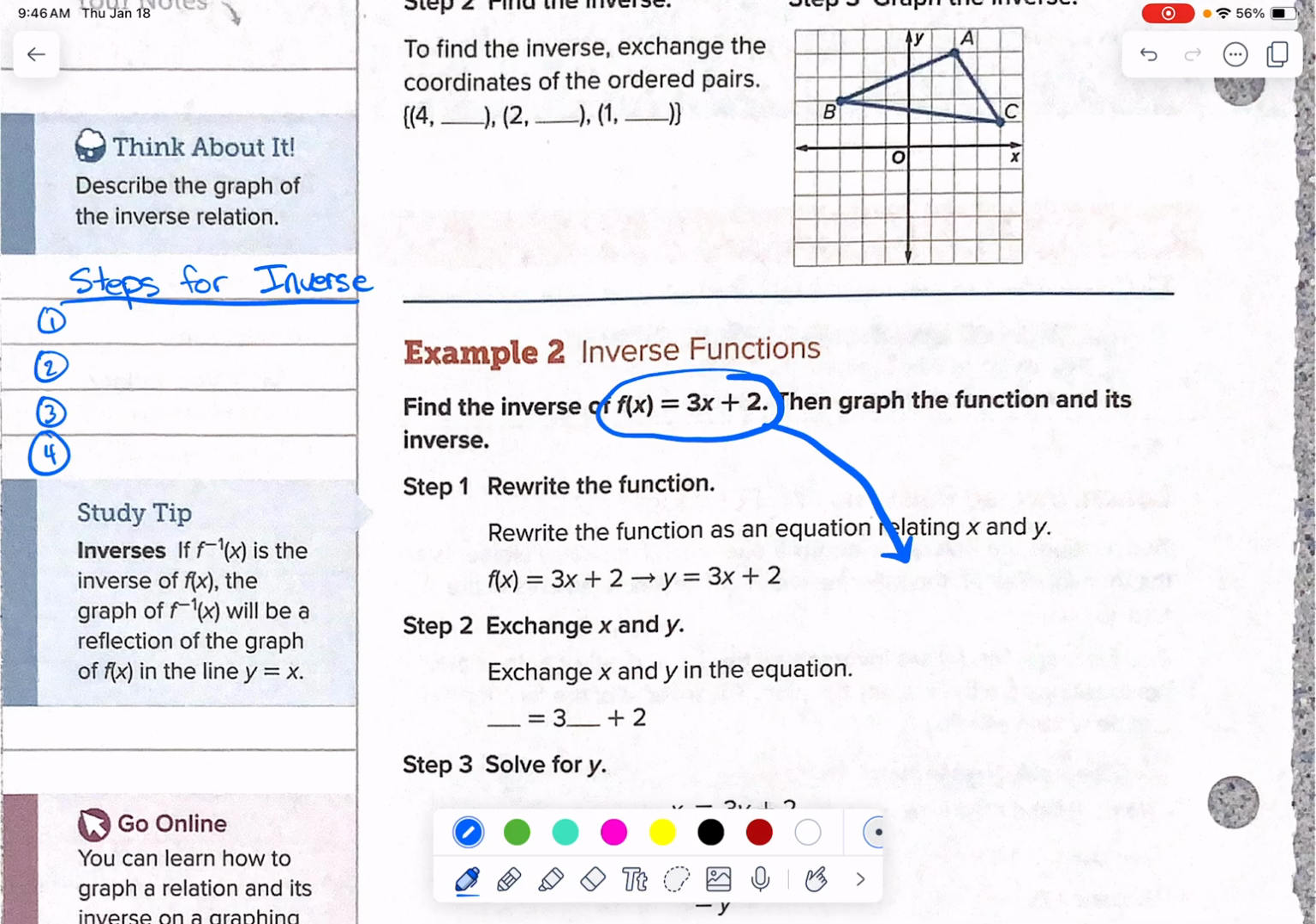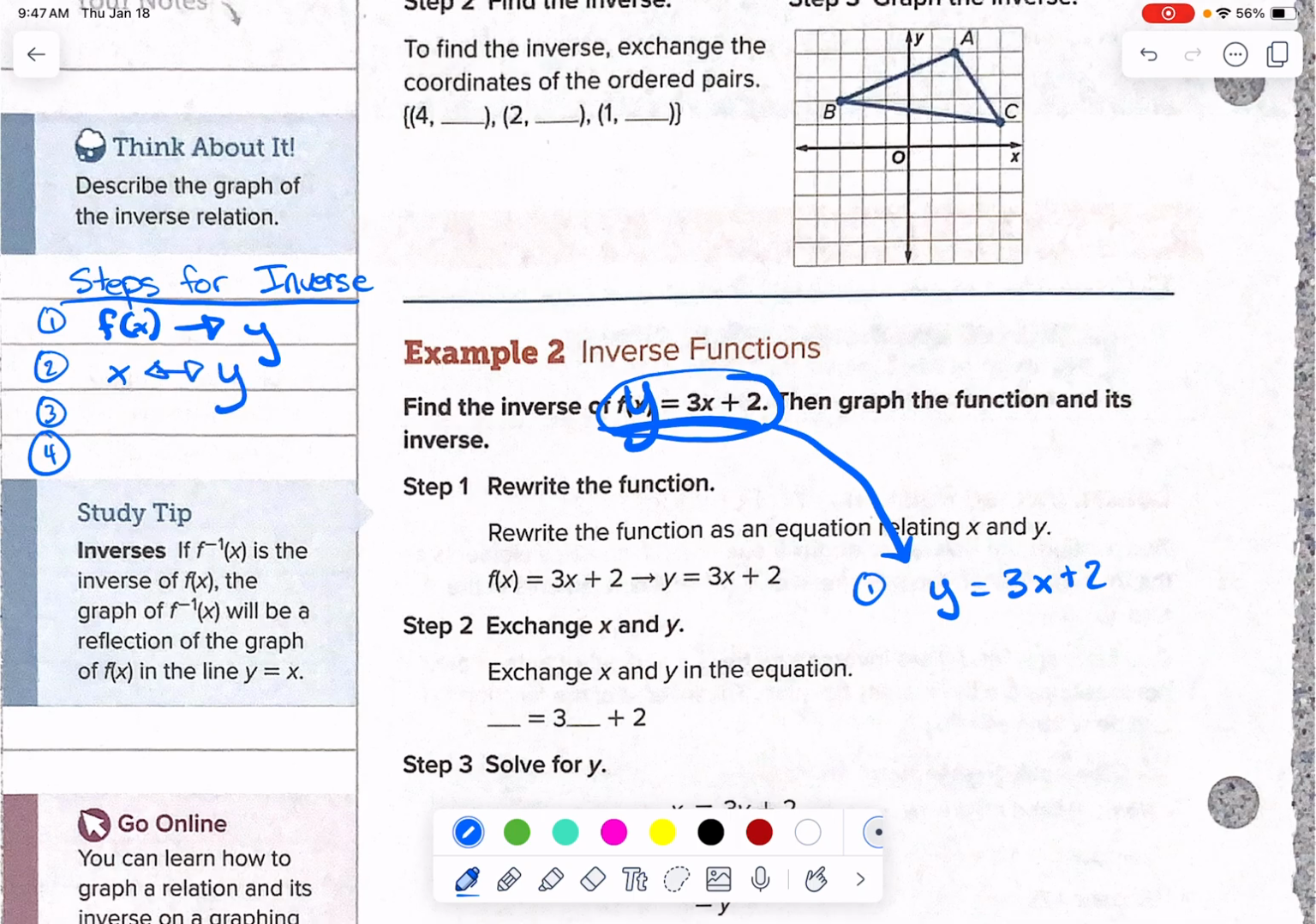These steps are fairly easy. Step number 1 is the f of x that's in your equation. You're going to rename it, and you're going to call it y, okay? So up here, f of x, step number 1, I'm going to say y equals 3x plus 2. That was really easy. I just had to put the y in that spot. Not too bad, okay? Step number 2 is just as easy. All I do is take your x and your y and flip them around.